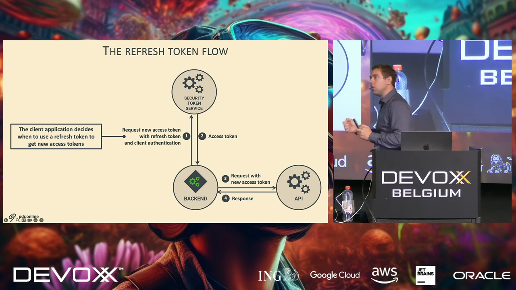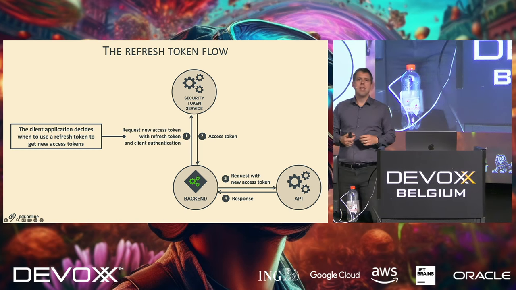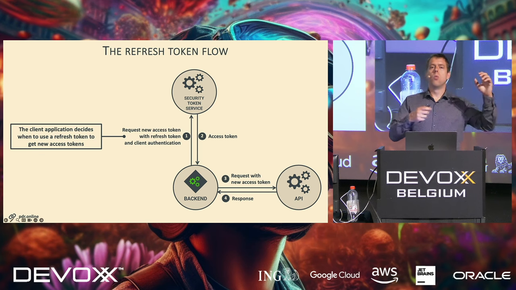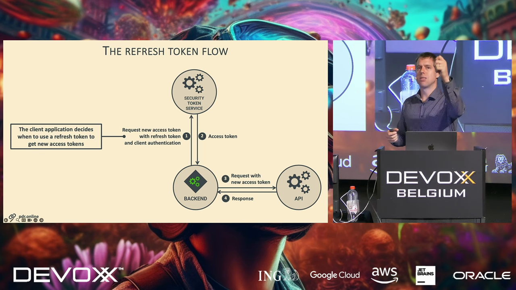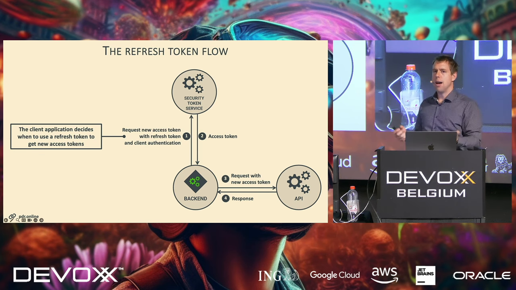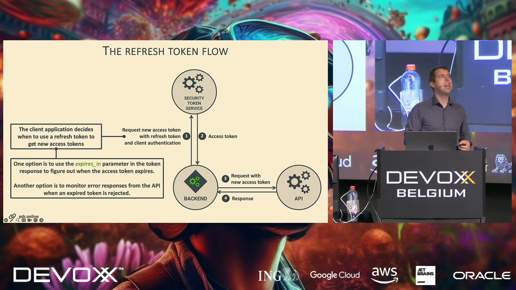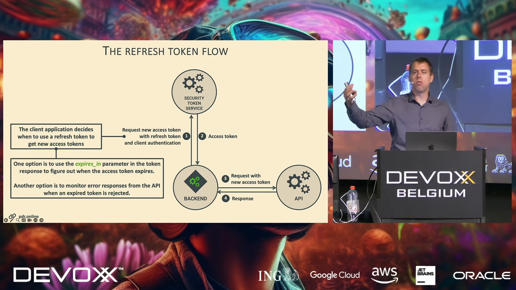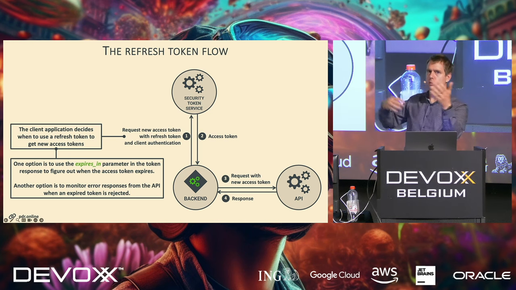Or you could be a little bit smarter, and you could implement a preemptive check with the expires in parameter. So the response from before would include an expires in, like, hey, this access token expires in an hour. So the application could implement something that says like, hey, if I make a request after that hour, I know that I have to run a refresh token flow first, so I'm going to do it first before sending the request to the API. That's definitely possible.